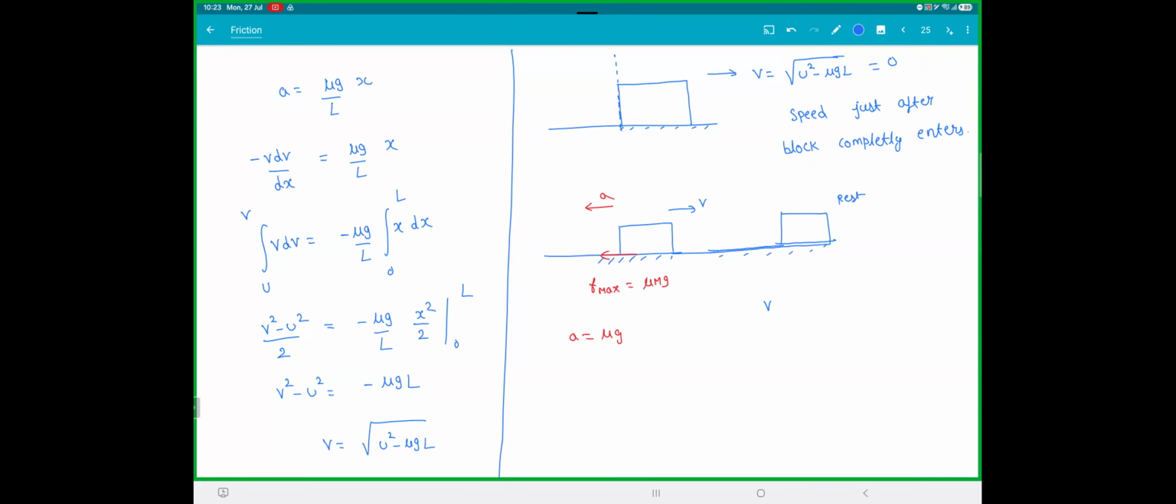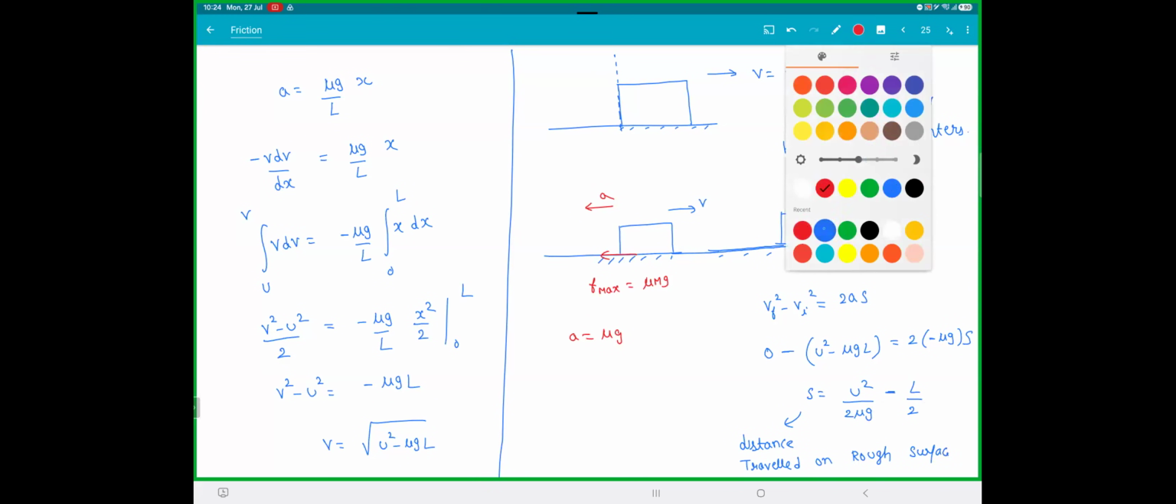So then we use the formula v final square minus v initial square is 2as. Now I can use this because a is constant. This is 0 and v square will be u square minus mu g L. This will be 2, acceleration is minus mu g, into s. So s will be u square by 2 mu g minus L by 2. This is the distance traveled on the rough surface after entering it.